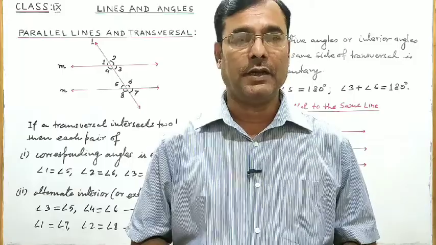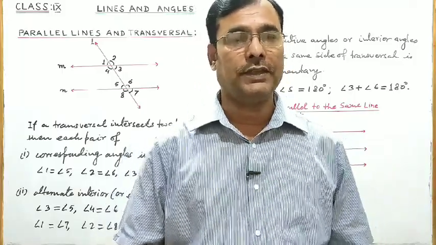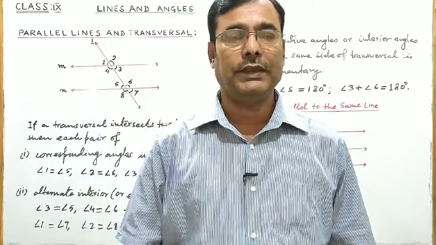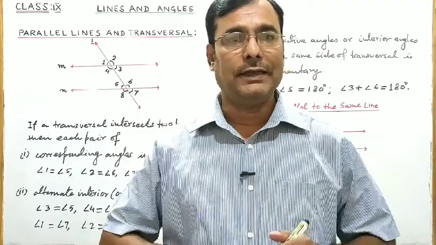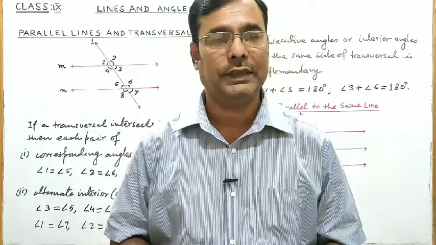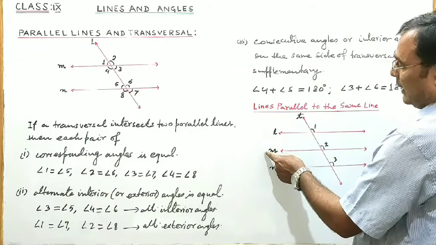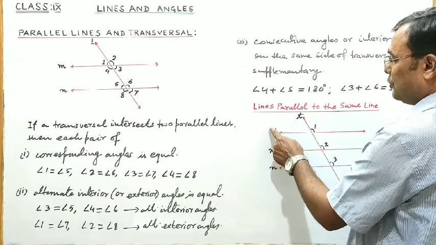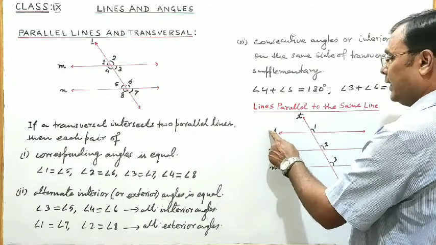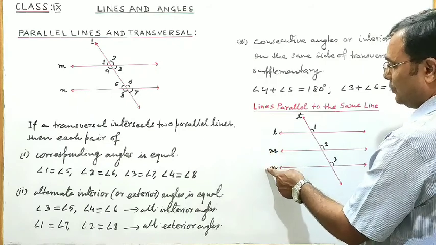Now, lines parallel to the same line. If two lines are parallel to the same line, then the two lines are parallel to each other. That is, the lines which are parallel to the same line are parallel to each other. Here in this figure, line M is parallel to L and line N is also parallel to L. So how is line M parallel to N?